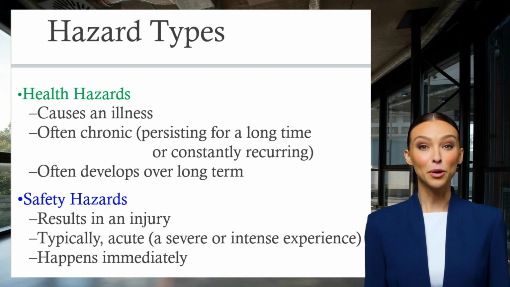Hazards are typically broken down into 2 main types. Health hazards, which cause illness, often over a long period of time. These are typically chronic, developing from prolonged exposure. Safety hazards, which cause immediate injury or harm. These are usually acute and happen suddenly, like slips, trips, or falls. To better identify and control hazards, we group them into 6 main categories.